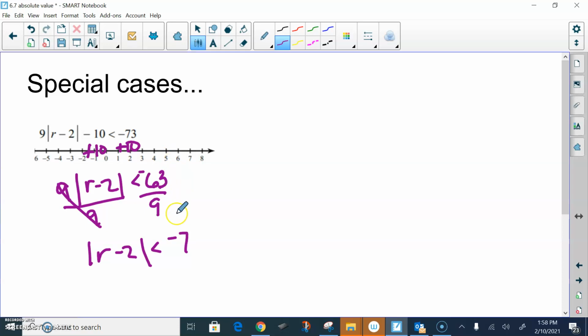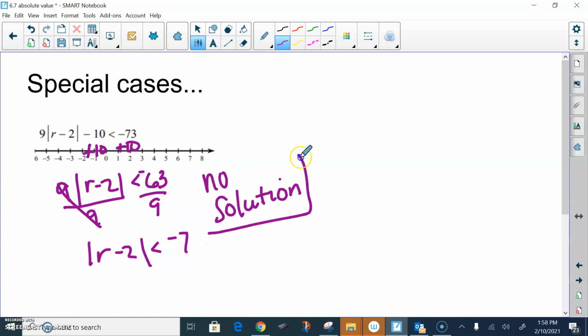7 times 9, 63. Okay, is there ever a circumstance where you're going to take the absolute value of a number and get a negative? If you end up with something like this, where your absolute value is less than a negative, you know the answer to that is no solution. There's no number that we could put in there that's going to give us an absolute negative value. Please try the practice problems. Let me know if you have any questions.